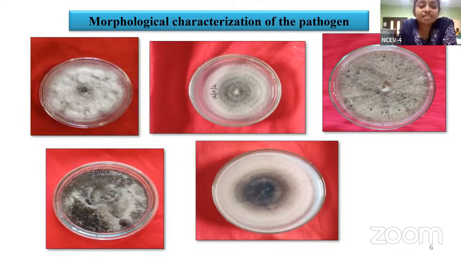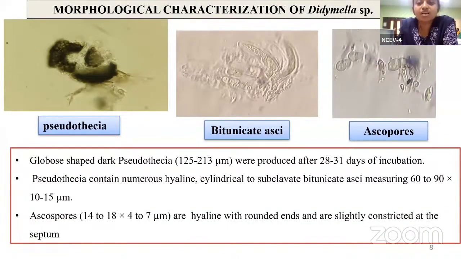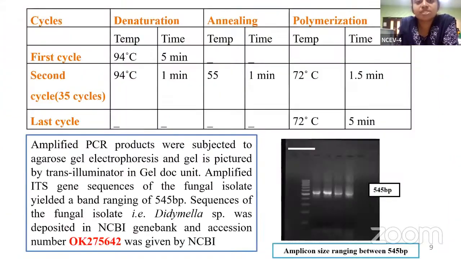The microscopic studies revealed that the mycelium of the pathogen was septate and irregularly branched, and we also found small black globular pycnidia and an unending stream of pycnidiospores, which are cylindrical in shape with rounded ends, mostly monoseptate and rarely non-septate. We also found pseudothecia and bitunicate asci, and ascospores with rounded ends. These are hyaline, with a slight constriction at the septum, which is the diagnostic feature by which we can differentiate them from the pycnidiospores.